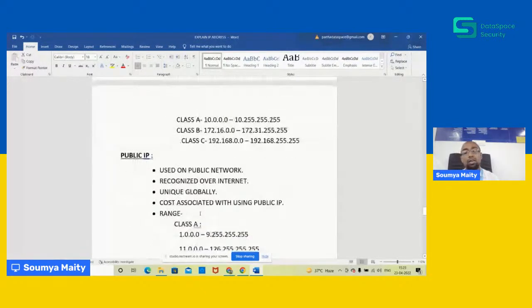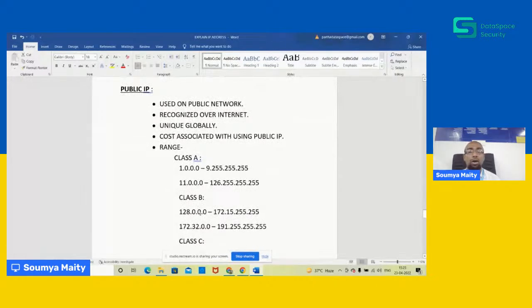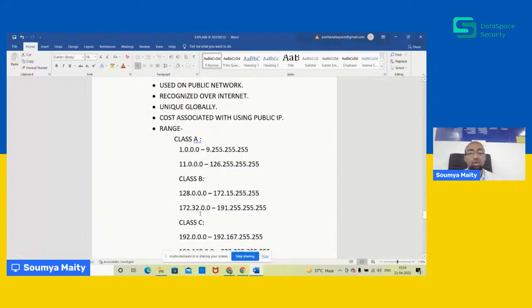Next is public IP. Public IP is used for public networks and is recognized over the internet. Through public IP we can access the internet, and that's why it is globally unique. There is a cost associated with using public IP, and there is also a range in class A, class B, and class C. In class A the range is 1.0.0.0 to 9.255.255.255, and there is a gap because the 10 range is only used for private IP.